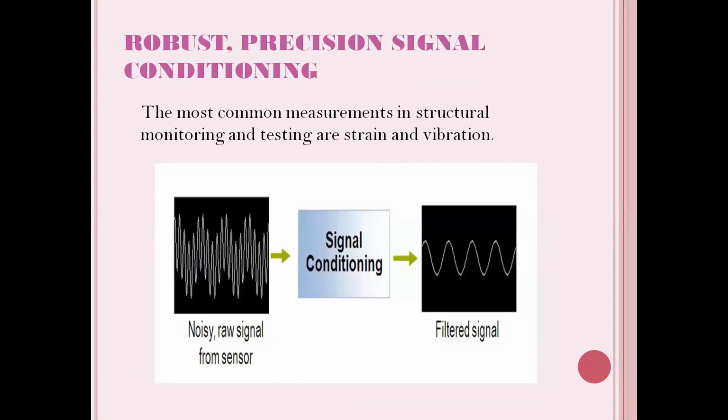Let's see robust precision signal conditioning. The most common measurements in structural monitoring and testing are strain and vibration. Strain measurements are usually made with resistive foil strain gauges arranged in full, half, or quarter bridge configuration. So this is a picture where the noisy raw signal is obtained from the sensor. After the conditioning, we get the filtered signal.